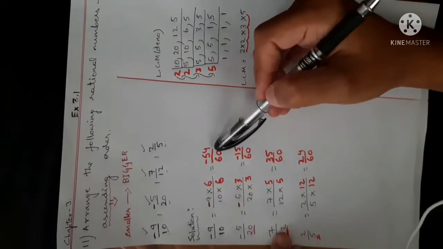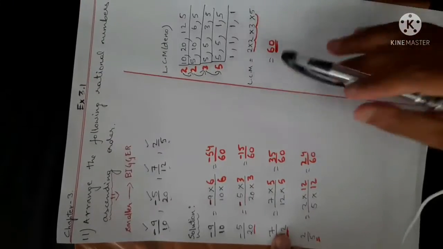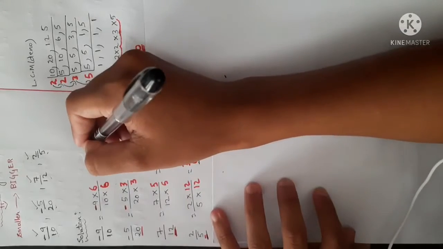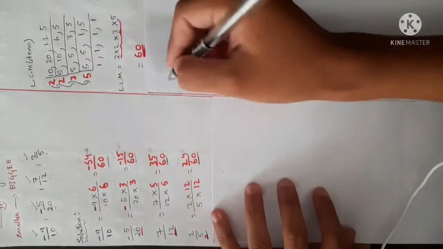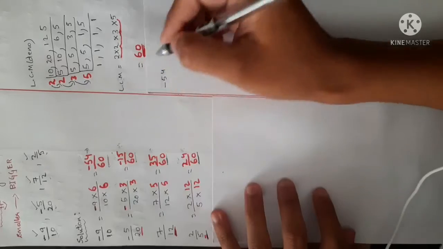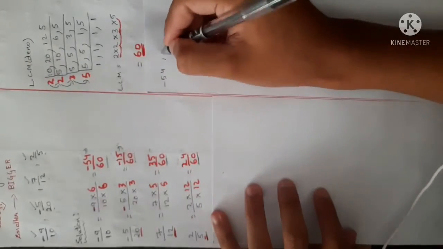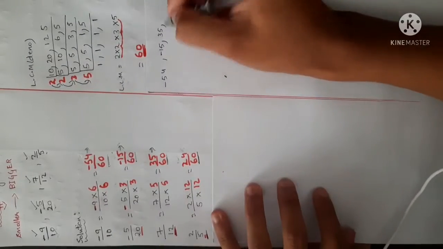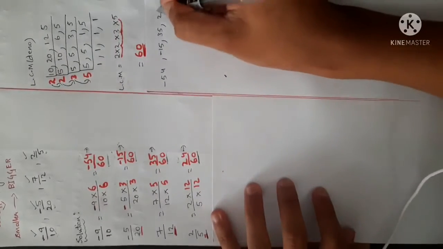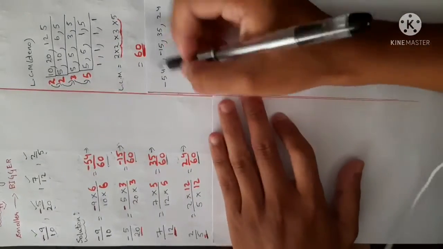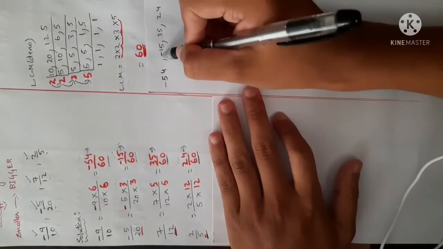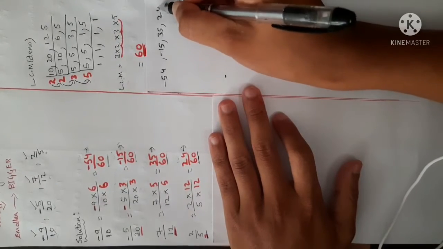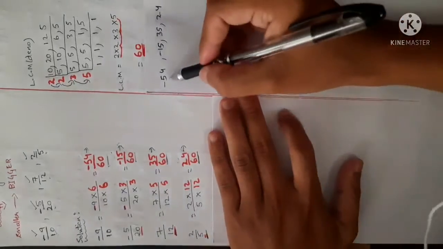So you see the denominators here are all the same, 60, 60, 60, 60. Now we compare their numerators. So this is minus 54, this is minus 15, this is 35, and this is 24. So we have to compare these numerators. Which of these is the smallest first? We have to write that number first.